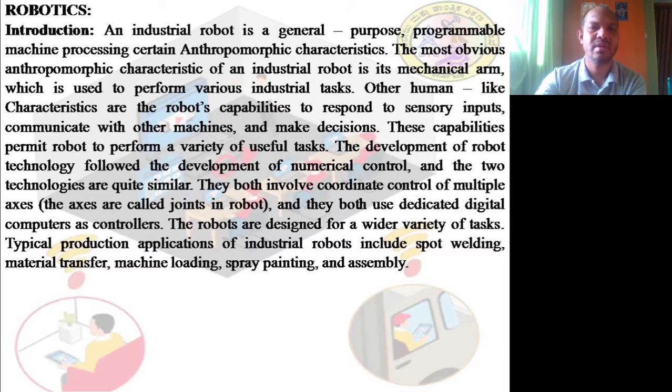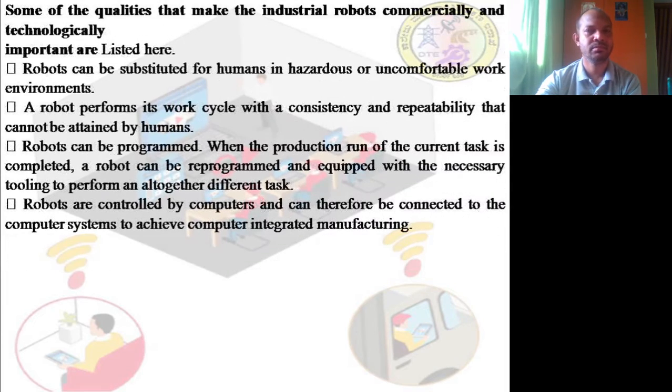Typical production applications of industrial robots include spot welding, material transfer, machine loading, spray painting, and assembly, and even pick and place operations. And most of all, these robots are also used in inspection systems. Some of the qualities that make industrial robots commercially and technologically important are being listed over here.